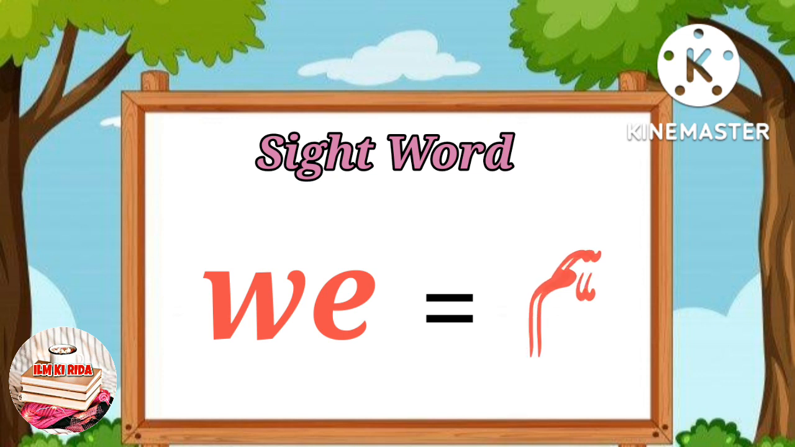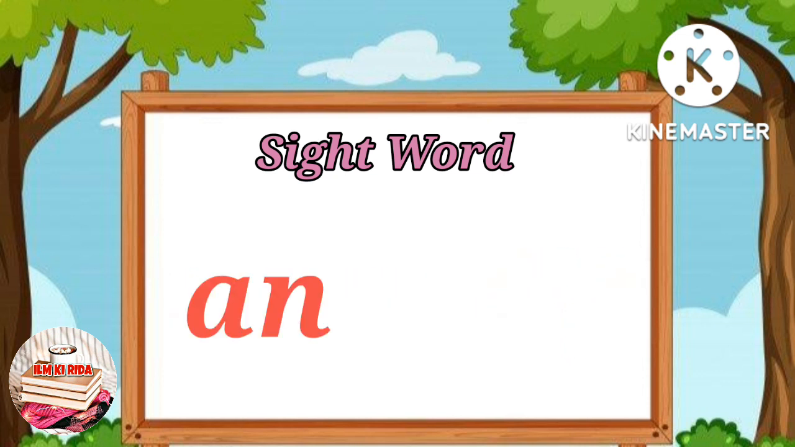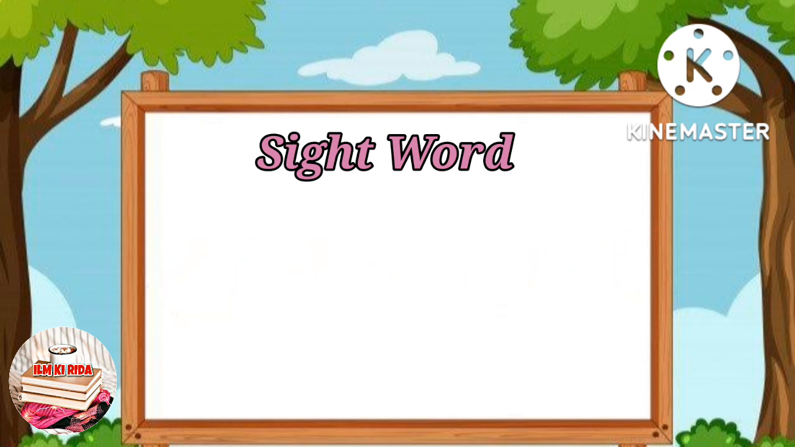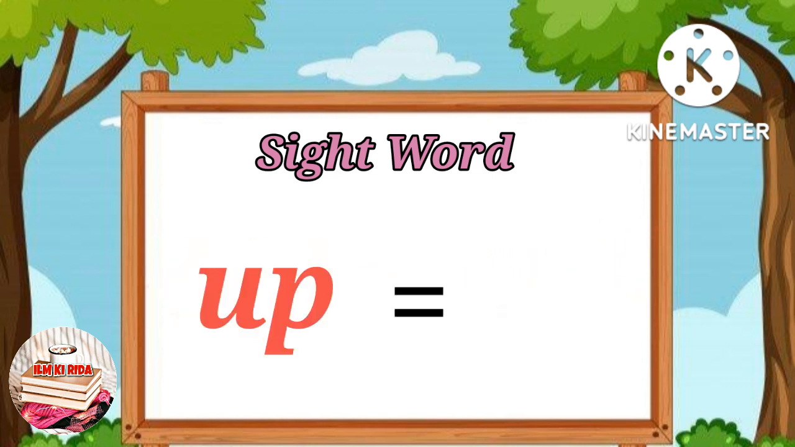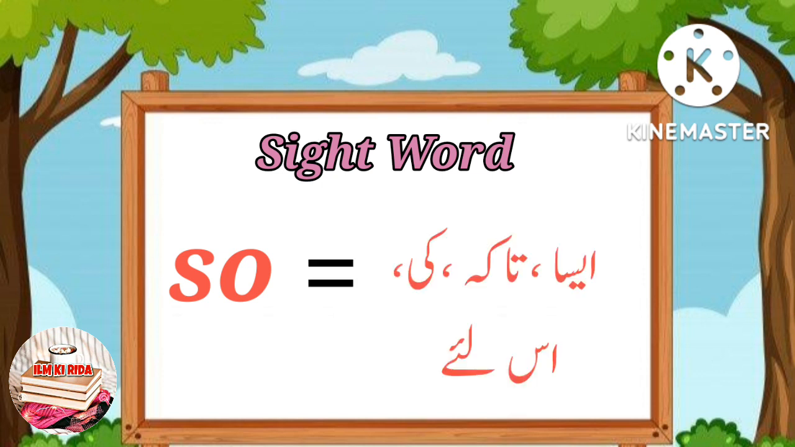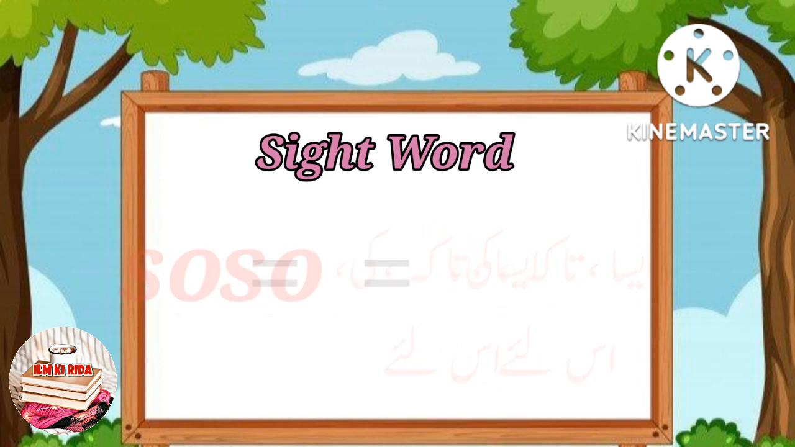Meaning हम. An, meaning एक. Do, meaning करना. Up, meaning ऊपर. So, meaning ऐसा, ताकि, कि, इसलिए.